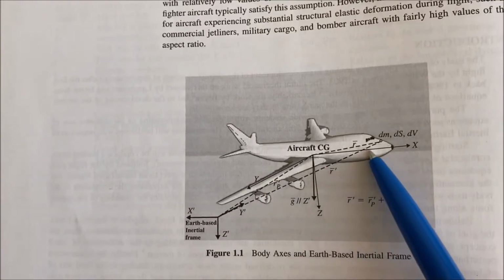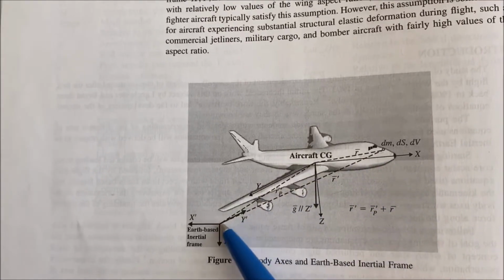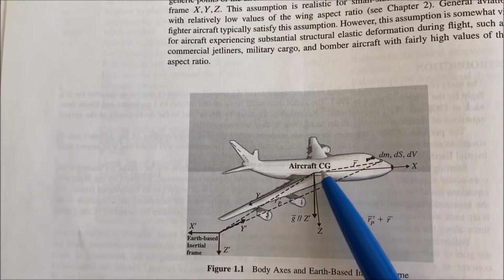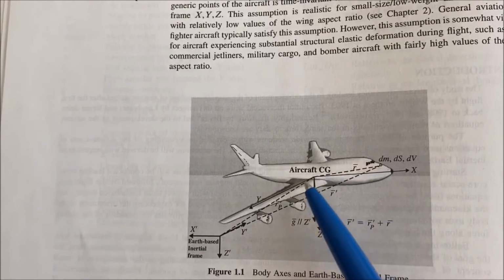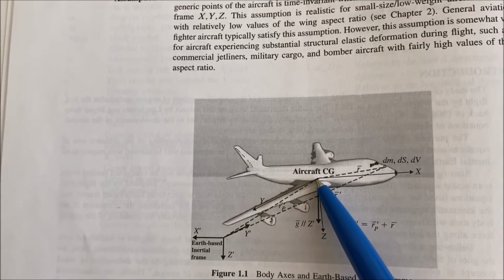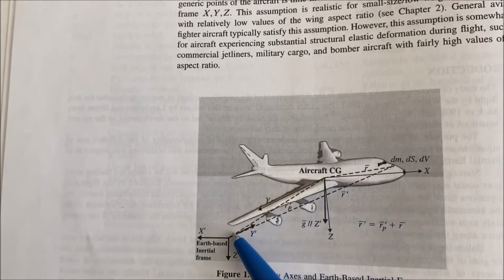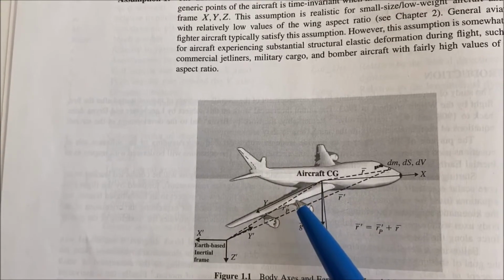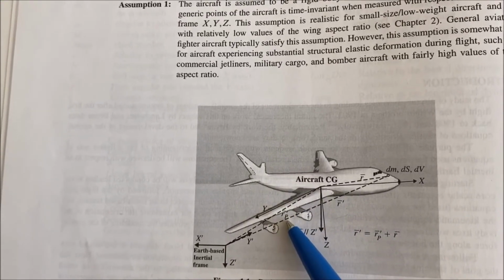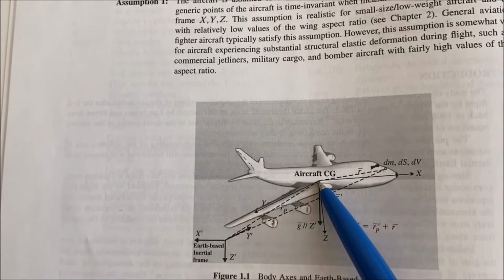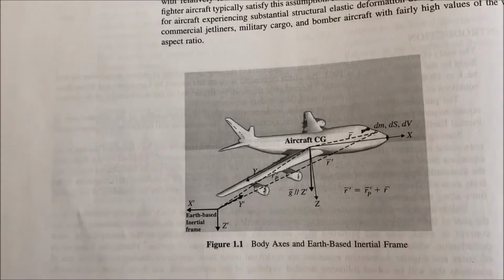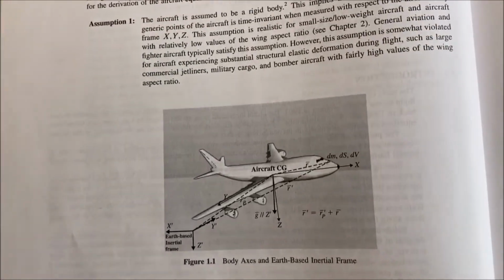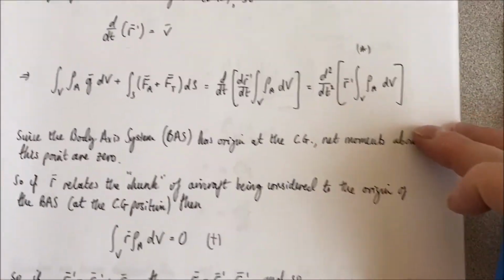And you can see that this vector here is the sum of this vector, which relates our chunk of aircraft to the aircraft center of gravity, which is going to be the origin of our body axis system, and this vector here, r bar dash sub p, which relates the origin of the body axis system to the Earth-based inertial system. So this is figure 1.1 from the textbook, and we're going to use that to describe Newton's second law with respect to the Earth axis system.